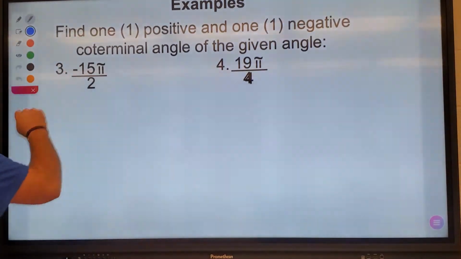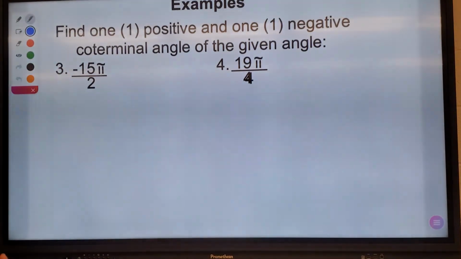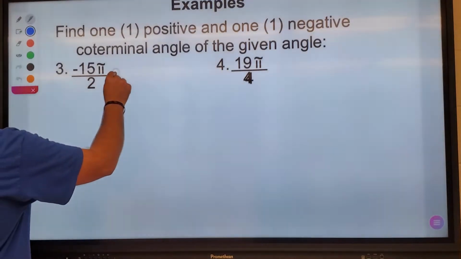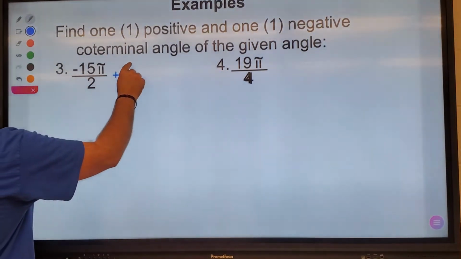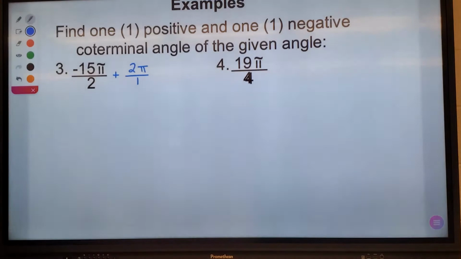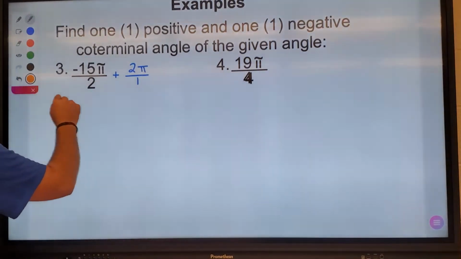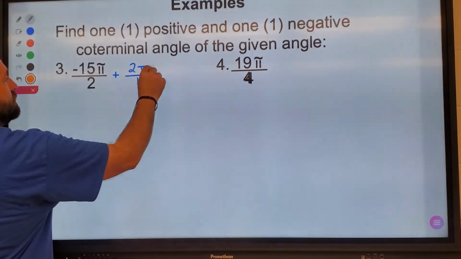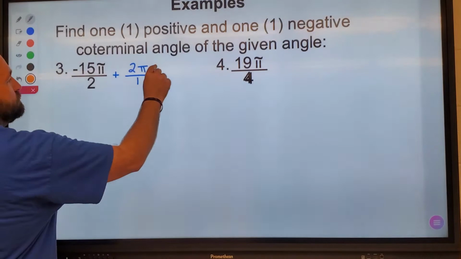So if I have a negative 15 over 2, that's a large enough negative that I can just add 2 pi. So I'm going to put plus, and I'm going to put 2 pi, and I'm going to put that over 1. Okay? In order to add fractions, we have to have a common denominator, which means the same number in the bottom. Because this fraction has a 2 in the denominator, I'm going to multiply here and here times 2 and times 2.